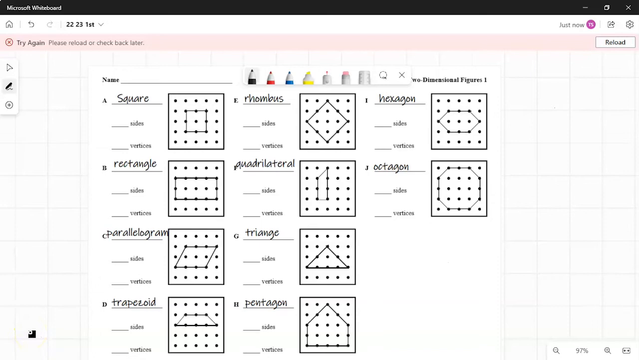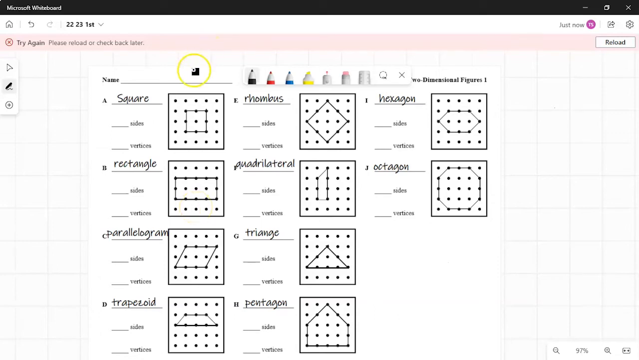Okay, we're going to start working on two-dimensional figures 1, page 1. And on this one, we have some two-dimensional figures that we've drawn right here. And we need to identify how many sides and how many vertices they have. Okay. And if you remember from last year, we did tick marks to do the sides.